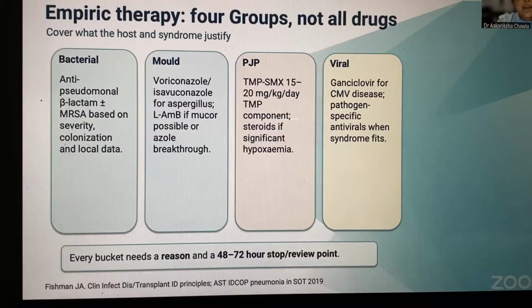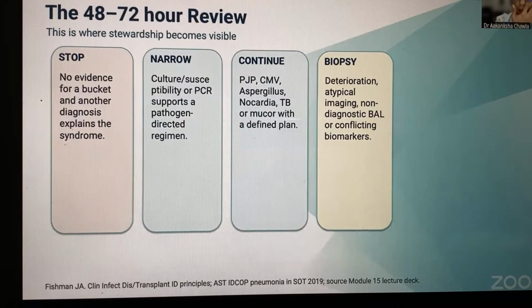For pneumocystis jirovecii, you cover with trimethoprim-sulfamethoxazole, 15 to 20 milligrams of the trimethoprim component. And if the patient is hypoxemic, you need to add steroids as well. For viral, in case of CMV disease, ganciclovir, and of course, depending upon the specific virus that you're suspecting, antivirals could be started in the empiric cover. Now you do start a broad empiric cover where you're covering for bacterial, fungal, viral, and even specific viruses.